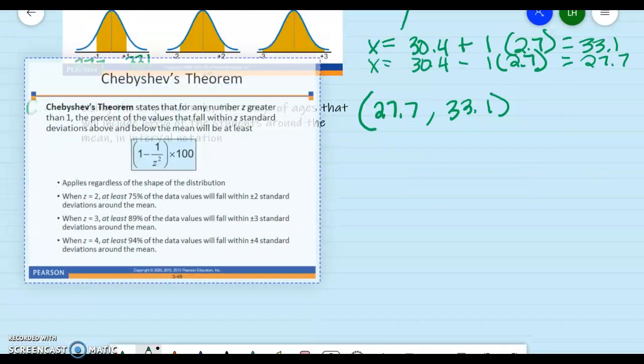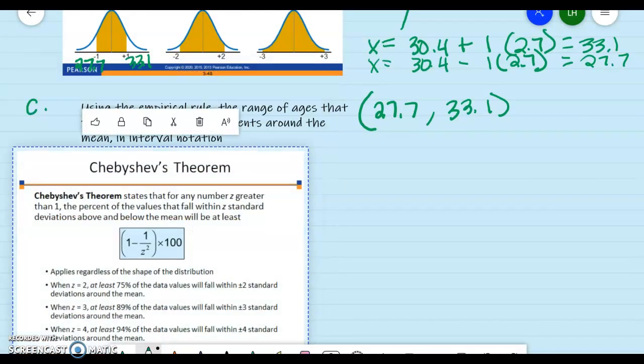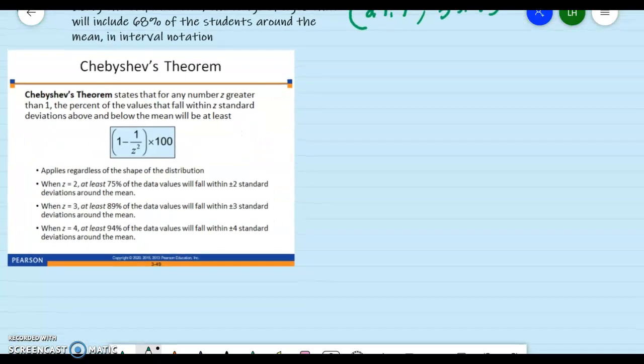Okay, for the last part, it's probably the most difficult part in this section. It's Chebyshev's theorem, kind of hard to say.